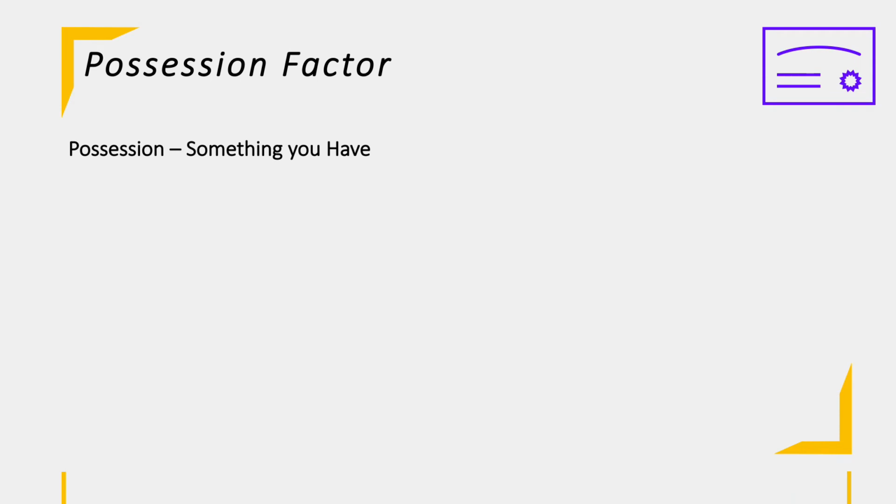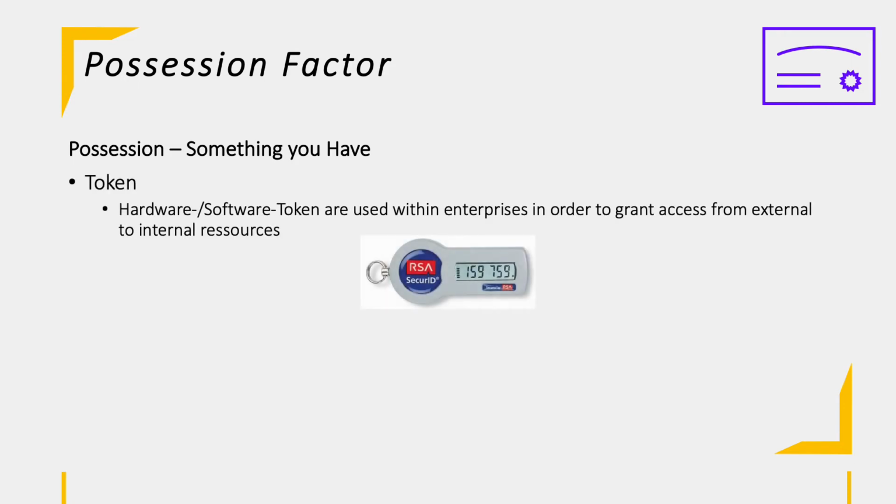Let's move to the next factor, which is the possession factor, something you have. I already touched on it a little bit, for example, for the token part. I've put up a screenshot here from an RSA token, which is a very common solution, or used to be a very common solution, for hardware tokens, which are getting replaced by software tokens that work similarly to a hardware token. And those can be used, or used to be used a lot, for getting access to the VPN, getting access to other internal resources, to authenticate from somewhere outside to somewhere inside.